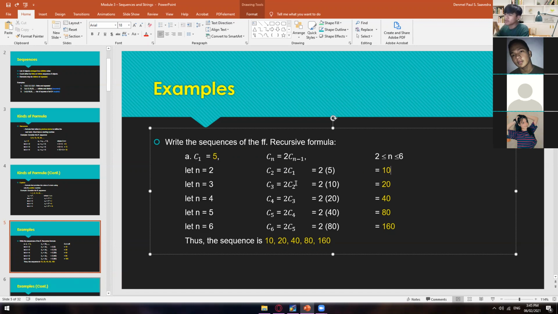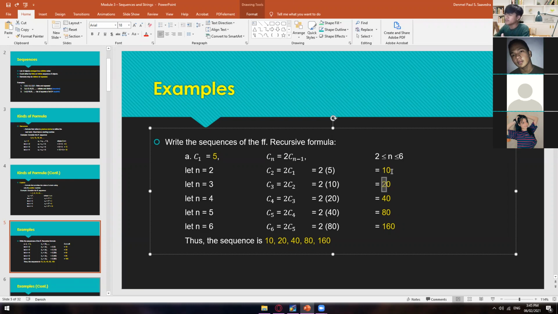And just keep on doing that one. So 2c sub 3 minus 1 is 2c sub 2. And then just get the value c sub 2, which is 10. So 2 times 10 is 20. And so on and so forth. So just keep on doing that one.